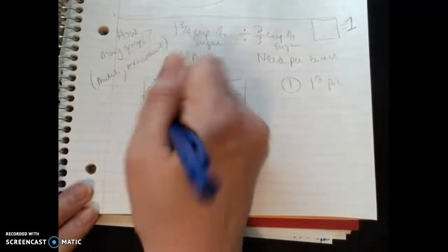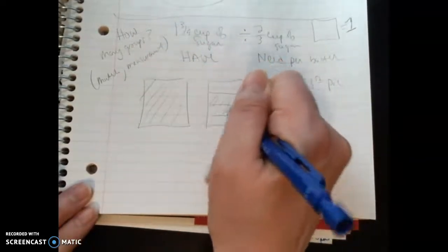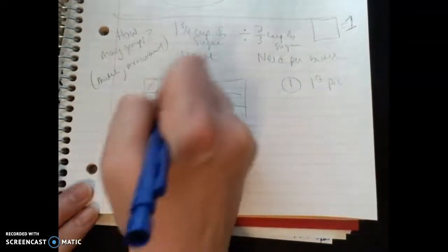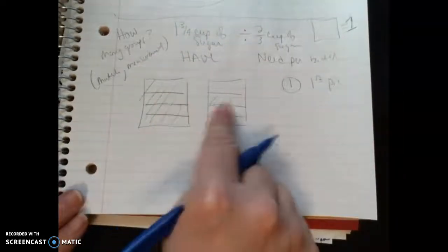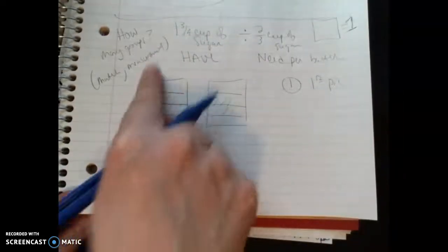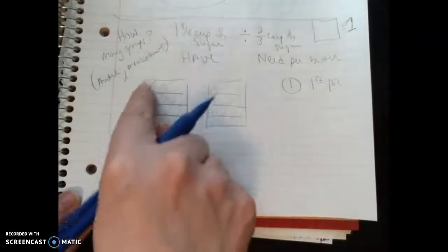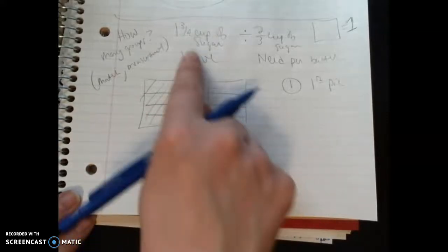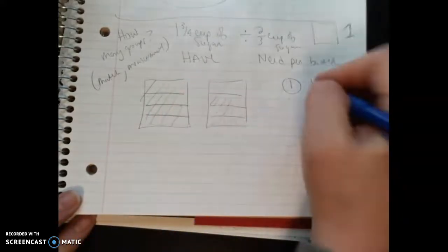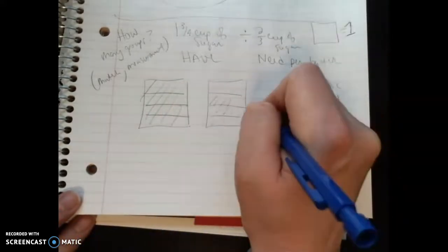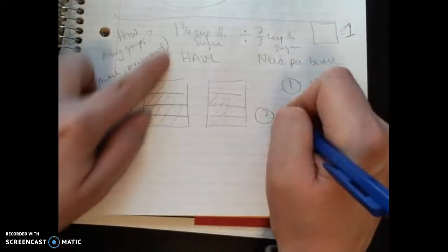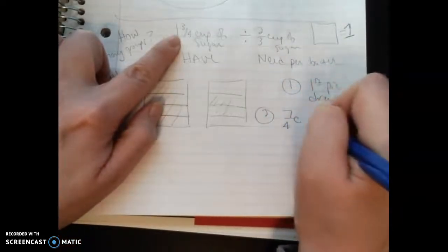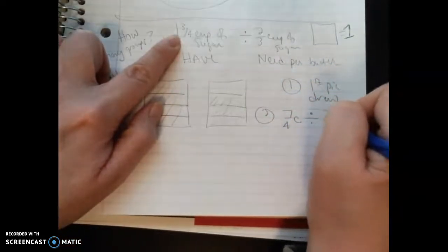So I have 1 3/4 and I'm going to cut this so I can see my 7/4, but I'm not really cutting it in this direction. I'm just showing that this has 4/4 in it. So first picture, I went ahead and drew. All right, so now let's look at the math. I have 7/4 cups divided by 2/3 cups.